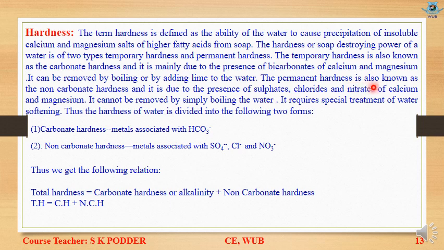The permanent hardness is also known as the non-carbonate hardness, and it is due to the presence of sulfates, chlorides, and nitrates of calcium and magnesium. It cannot be removed by simply boiling the water. It requires special treatment of water softening. Thus, the hardness of water is divided into two forms: carbonate hardness and non-carbonate hardness. Thus, you get the following relation: total hardness is equal to carbonate hardness or alkalinity plus non-carbonate hardness.